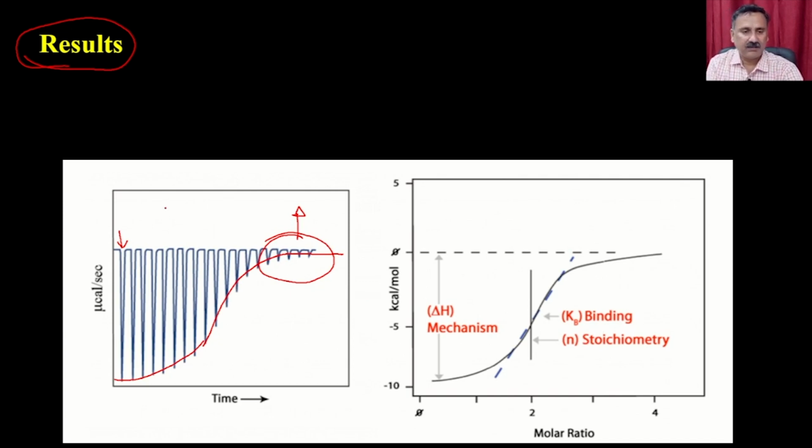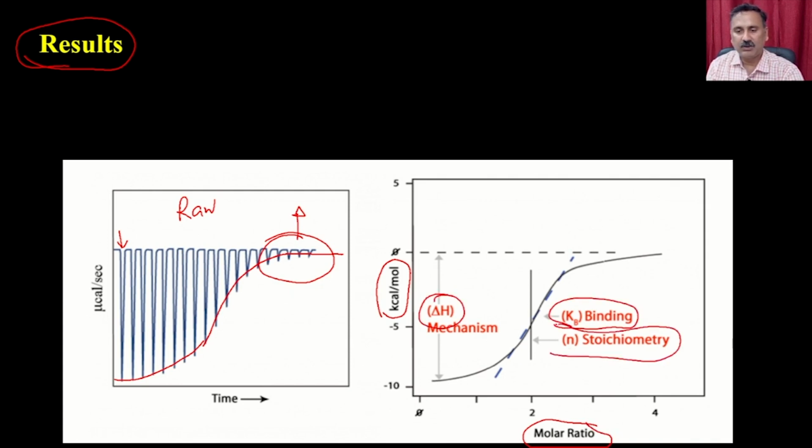So this is the raw data, and from it you can plot the derived data. You can calculate the kilocalorie per mole, the change in heat energy, across the molar ratio, and that's how you can calculate the delta H. You can calculate the binding constant. You can calculate the stoichiometry.